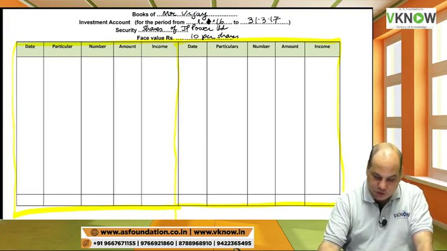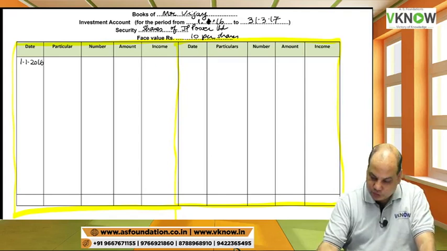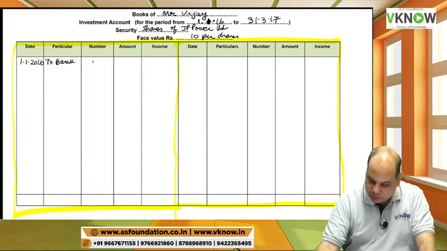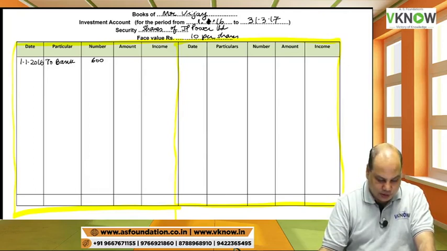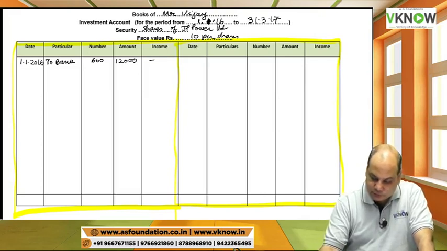1st January 2016. The question should be in front of you now. You have purchased shares to bank, 600 numbers. Multiply 600 into 20, that is 12,000. The question is there in front of you.